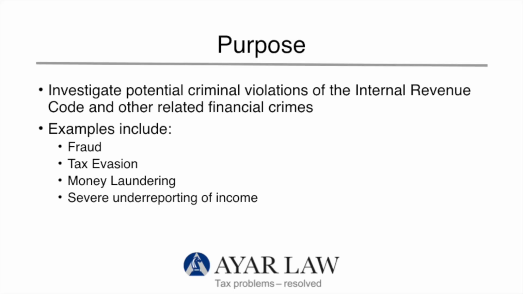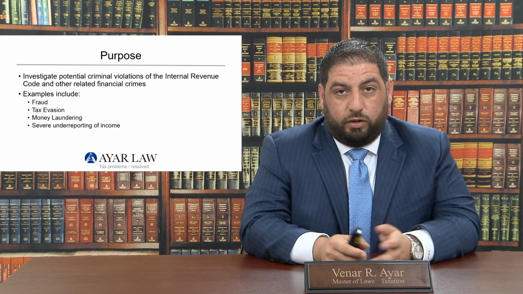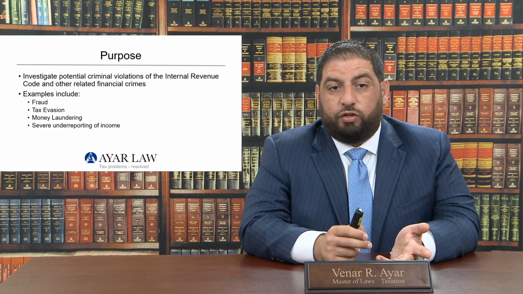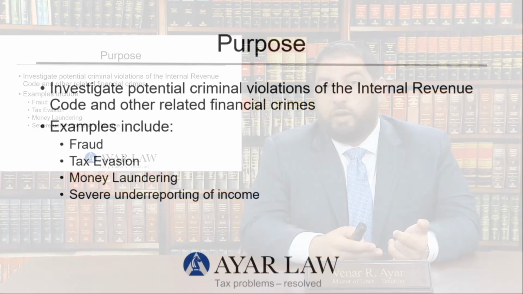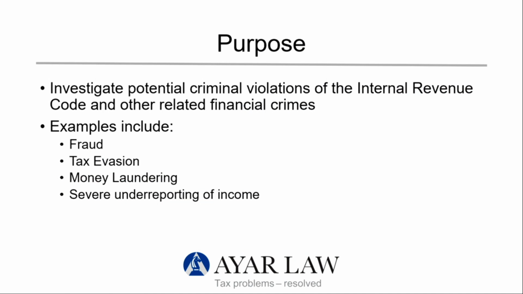The fourth department of the IRS we're going to talk about today is the Criminal Investigation Division. Their purpose is what it sounds like. They investigate potential criminal violations of the Internal Revenue Code and other related financial crimes. They don't only do tax fraud. That's the thing. They do tax evasion, money laundering. Sometimes they get involved in structuring transactions to evade reporting requirements. There could be criminal Bank Secrecy Act violations. There could be wire fraud investigations.